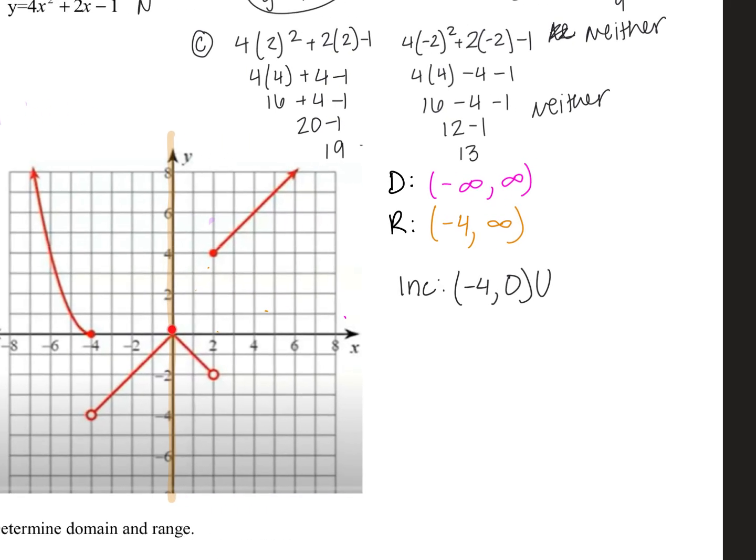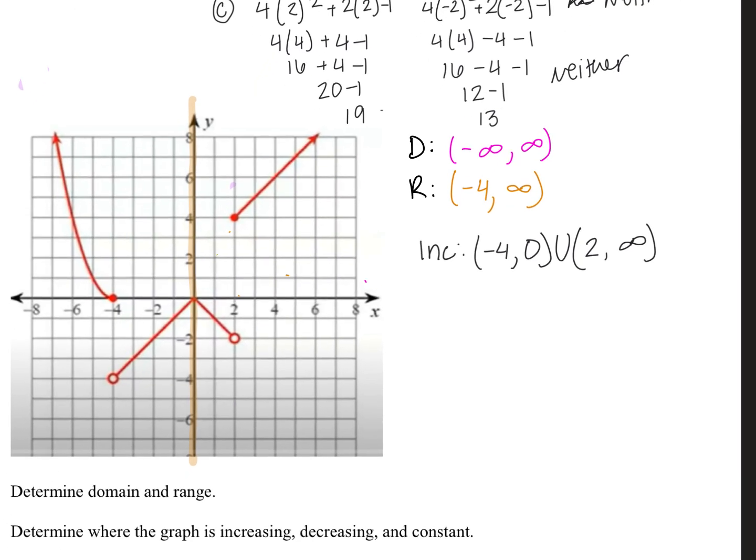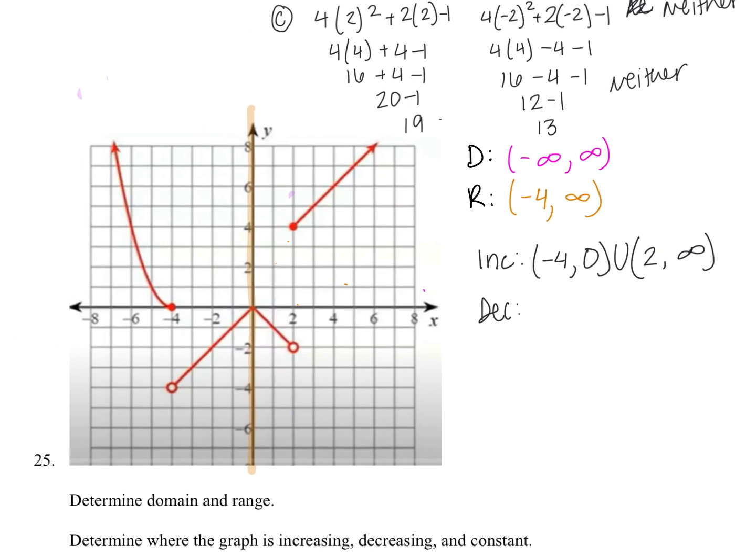Then this is still decreasing, but now I'm going to have another increase. Remember, increasing, decreasing, and constant, there are no brackets, only parentheses. So I'm going to start again at 2, and it's going to go all the way to infinity. Okay, let's go ahead and go to my decrease. So we said we started somewhere up here, and that's -infinity. It's continuing forever and ever. And then I'm going to stop decreasing at -4.